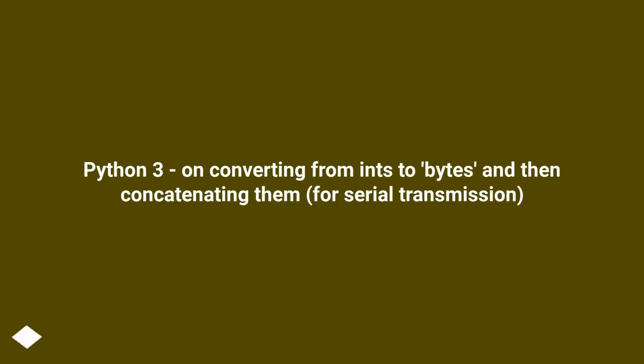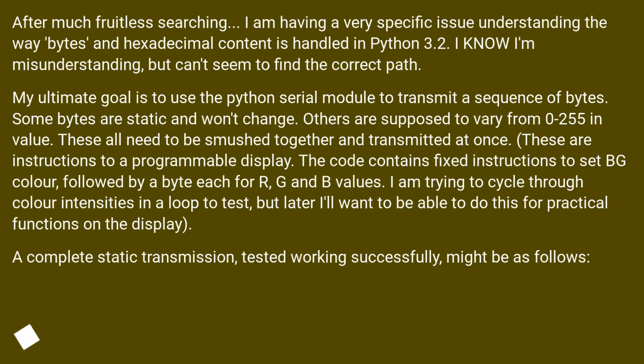Python 3, on converting from ints to bytes and then concatenating them, for serial transmission. After much fruitless searching, I am having a very specific issue understanding the way bytes and hexadecimal content is handled in Python 3.2. I know I'm misunderstanding, but can't seem to find the correct path. My ultimate goal is to use the Python serial module to transmit a sequence of bytes.